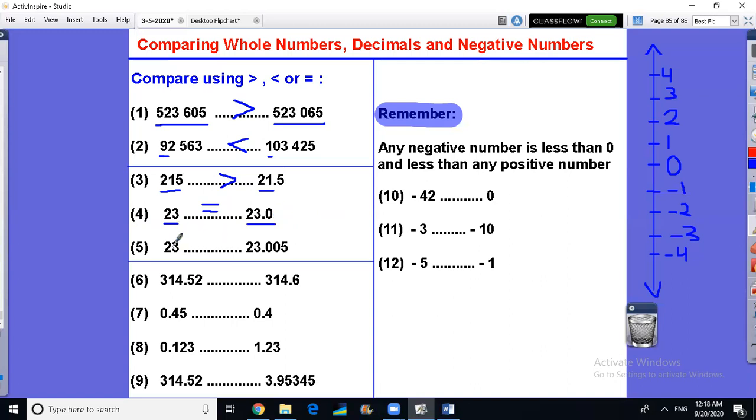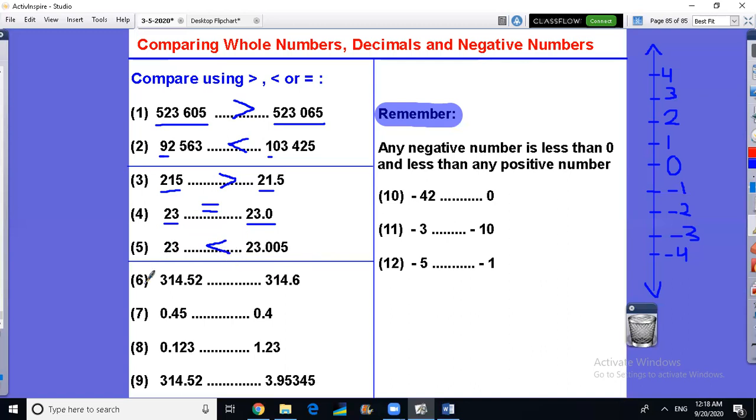Okay. So here, question number 5, 23 and 23.005. Oh, now it is different because this is just 23. This is 23 and a very, very, very small piece. So 23.005 is bigger than 23. That's why we put here the less than sign. 23 is less than 23.005. Someone might say, oh, mister, this is just a little bit bigger. Yeah, it's still bigger. You cannot put equal.